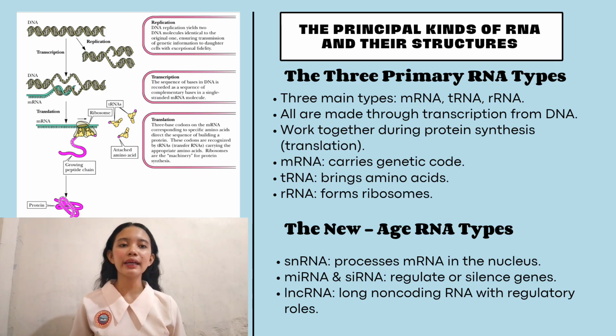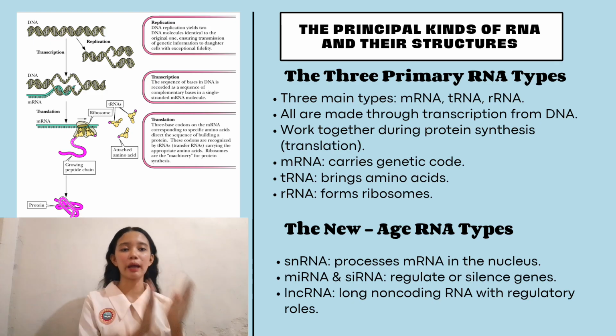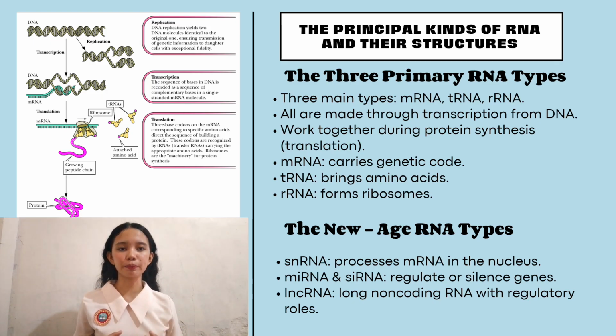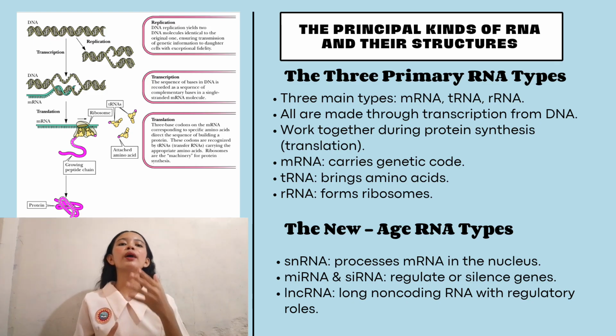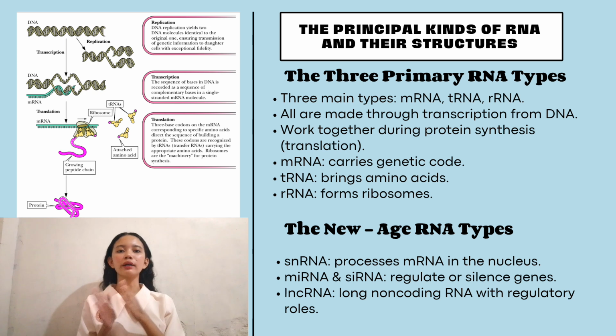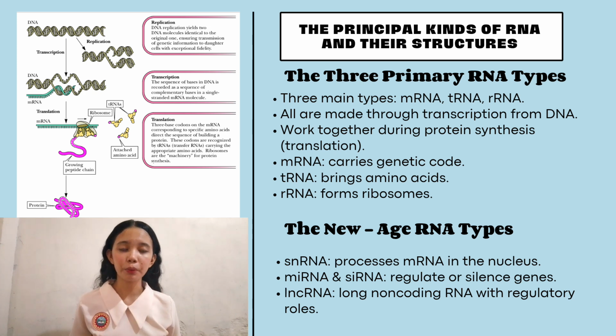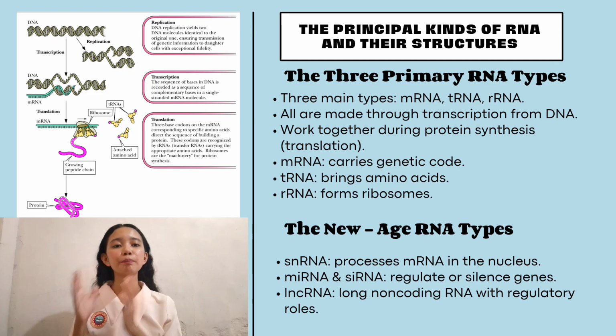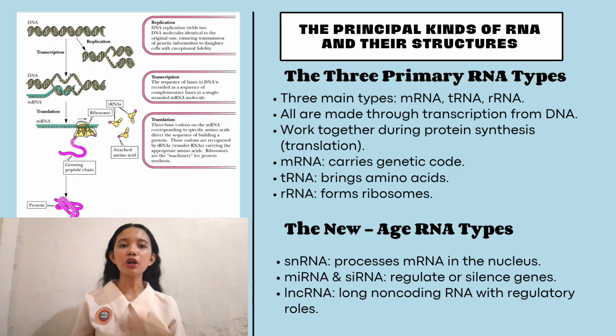This type of RNA carries the genetic code from the DNA in the nucleus to the ribosomes. It acts like a blueprint that determines the exact sequence of amino acids that will form a protein. Next, we have the ribosomal RNA or rRNA. Together with proteins, it forms the ribosomes, which are the actual sites where the proteins are built. Think of ribosomes as the factory where protein assembly takes place.